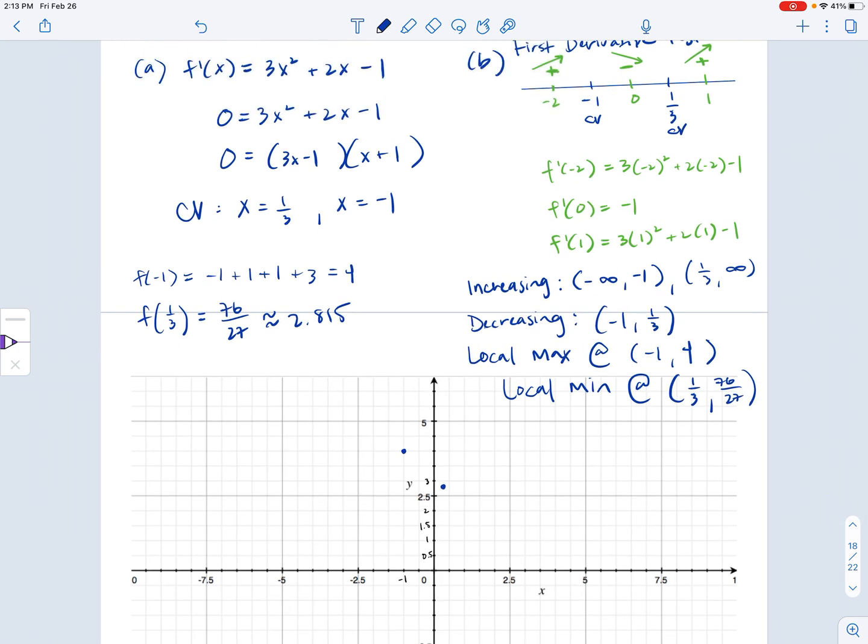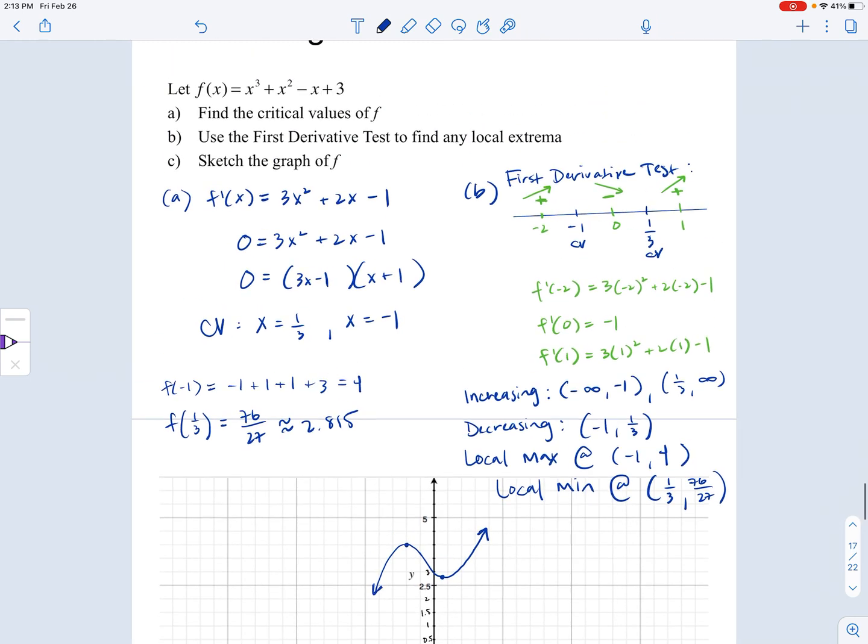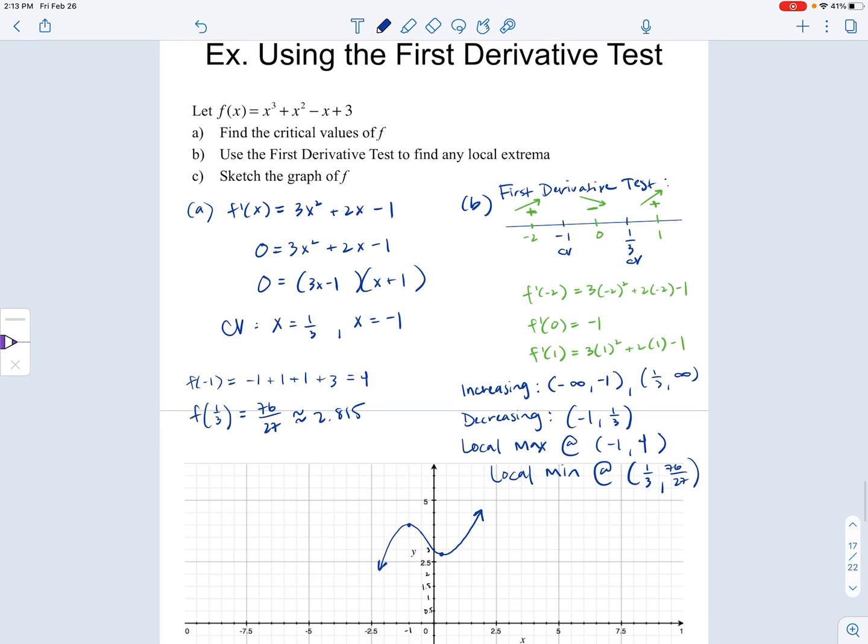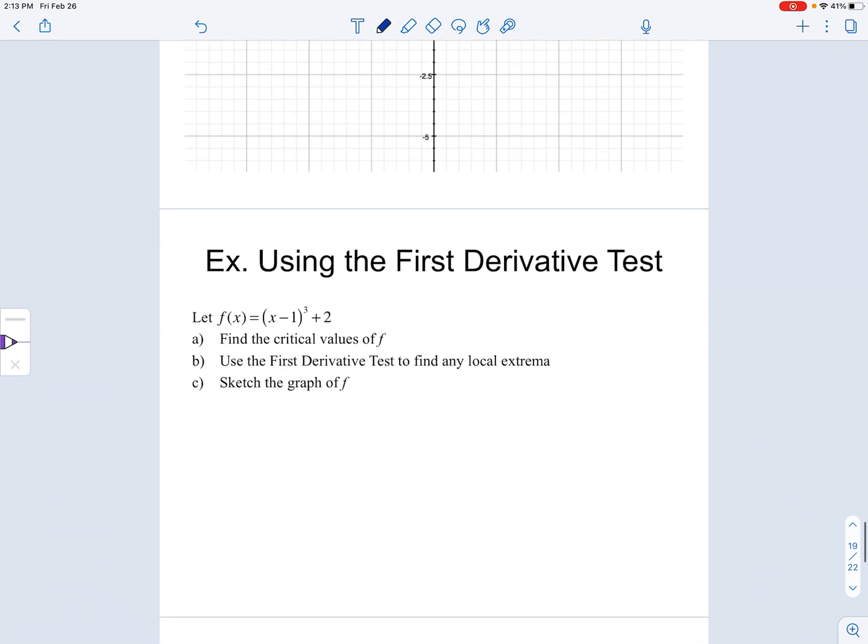About. And then you can go off of the increasing or decreasing, or the fact that you know a local max is going to be curving down around that point, and a local min has to curve up, which also should make sense with the intervals where the function is increasing or decreasing. Okay, so that's a rough sketch of the graph here.